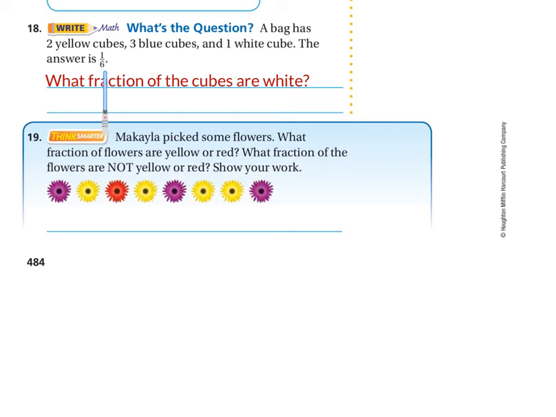But what about that 6 in the denominator? Well, I know when I'm working with fractions, fractions are part of a whole. So if that 1 white cube is my part in the numerator, the 6 should be the total number of cubes. If I add 2 plus 3 plus 1, oh my goodness, I get 6. So I know they got 1/6 from looking at the fraction of white cubes.